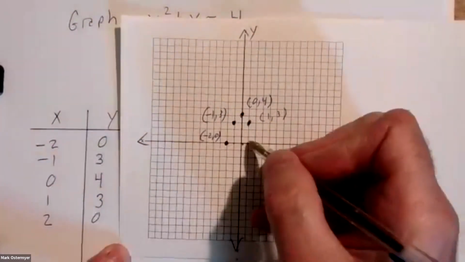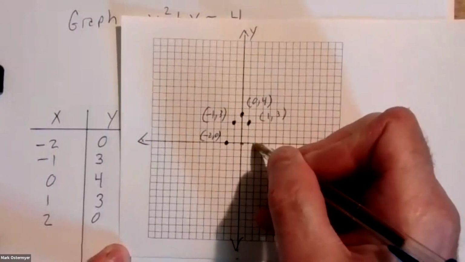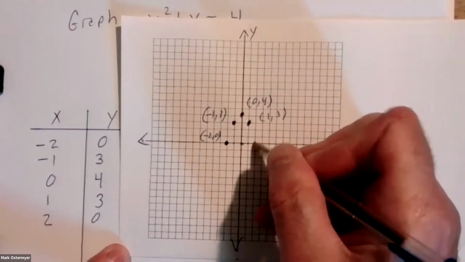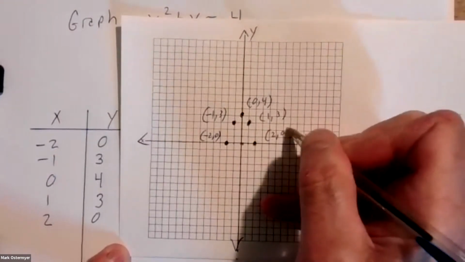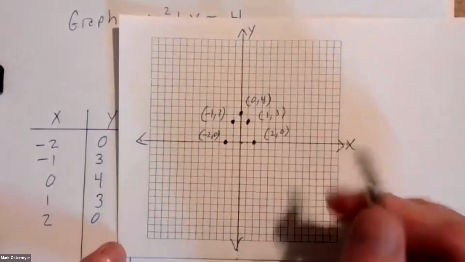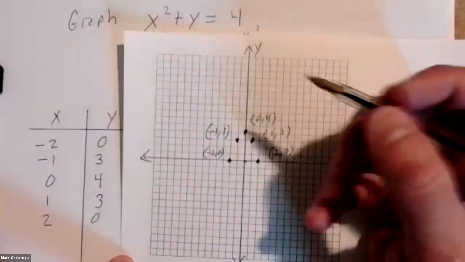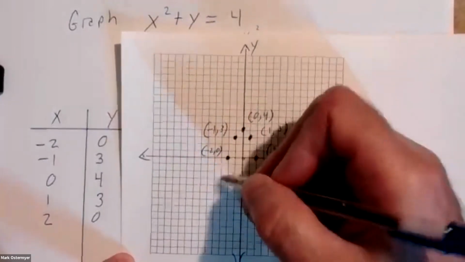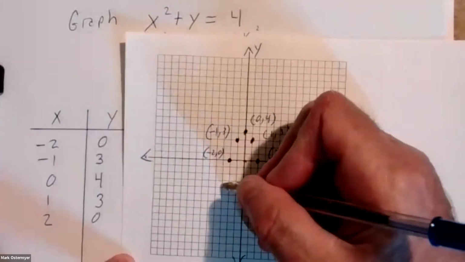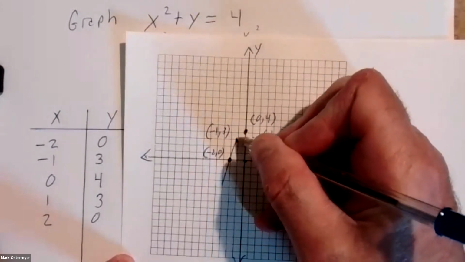And then 2, 0. Start at the origin, move 2 to the right on the x-axis, and stay on the x-axis. There's 2, 0. Can we kind of see what the graph of this equation is going to look like here? It's not going to be a line. It's actually going to be a curve type graph, a smooth curve. And I'm now going to fit it through these points here.